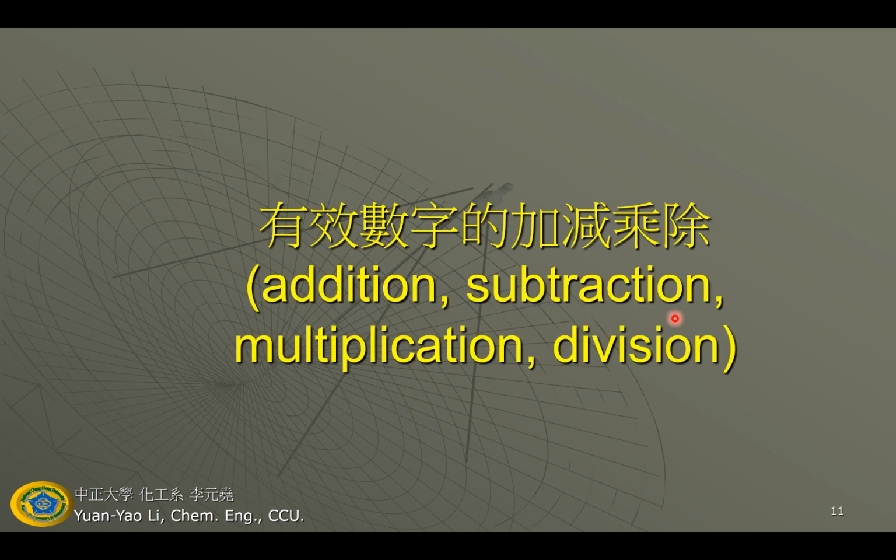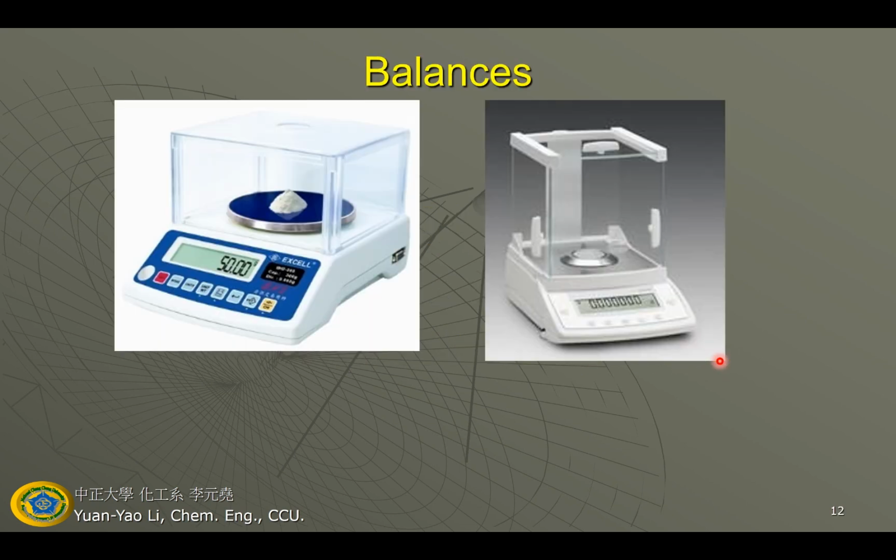Right. So now let's think of how to do the calculation of significant figures using addition, subtraction, multiplication, and division. Again, let's use balances as an example. If I put a sample here and I got 45.31 grams, you know, there are 2 digits at the decimal point, right? So you can get 45.31 grams.